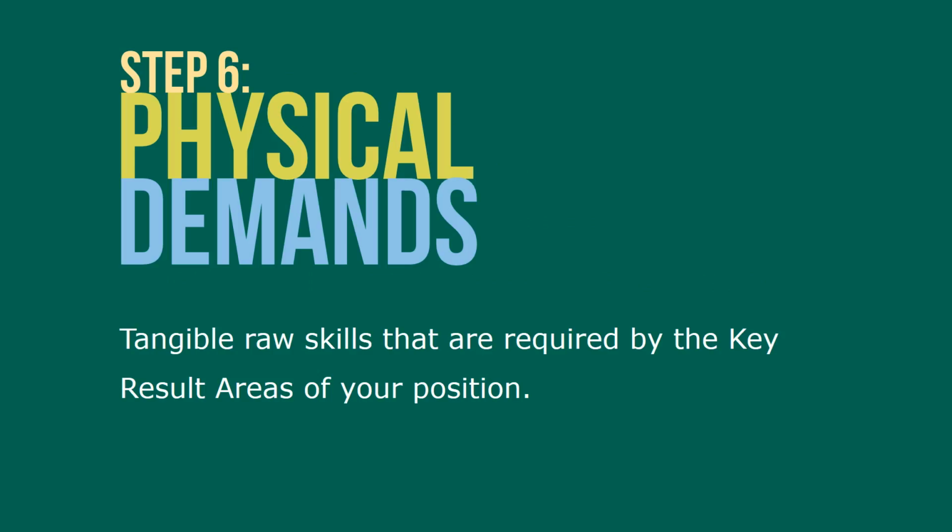Step 6. Determining physical demands. Physical demands are tangible, raw skills that are required by the key result areas of your position. They may also be referred to as physical skills. These demands are written in paragraph form in your job description and represent abilities that can be observed, such as lifting, crawling, climbing, carrying, bending, and so on. Identifying physical skills that the position requires assures that employees are placed into positions with applicable required skills, which in turn helps ensure your success and safety in a job.